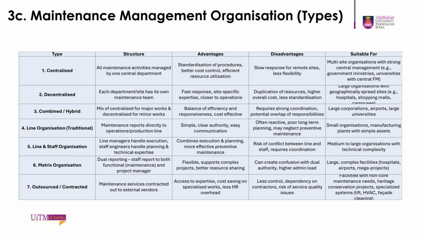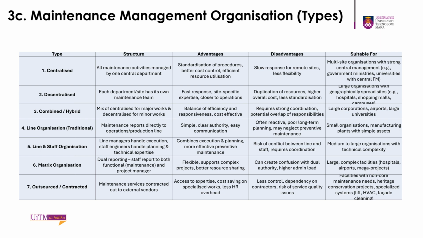5. Line and staff organization. Line managers handle execution, staff engineers handle planning and technical expertise. Combines execution and planning, more effective preventive maintenance. Risk of conflict between line and staff, requires coordination. Medium to large organizations with technical complexity.